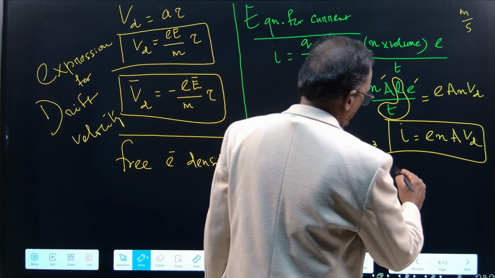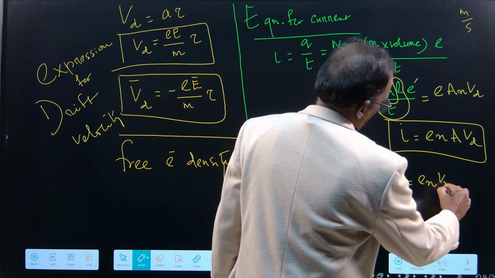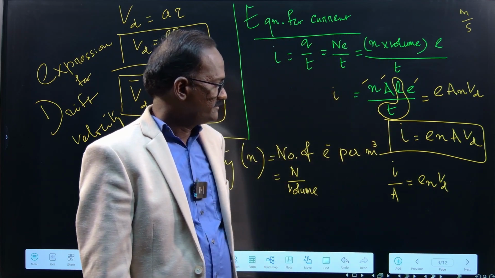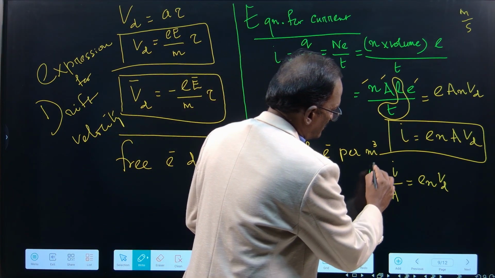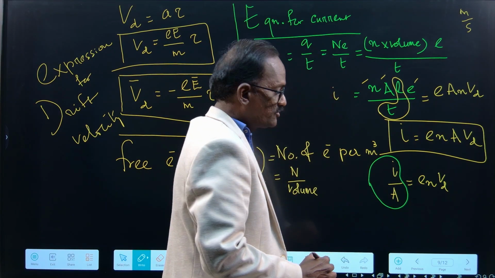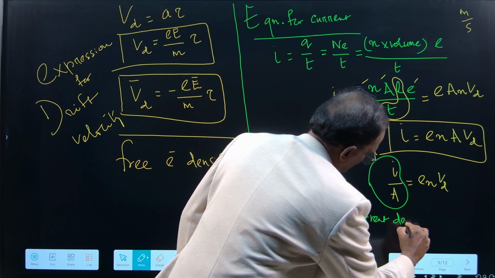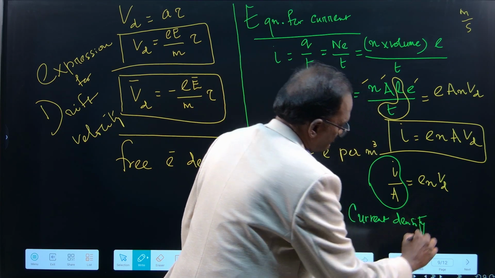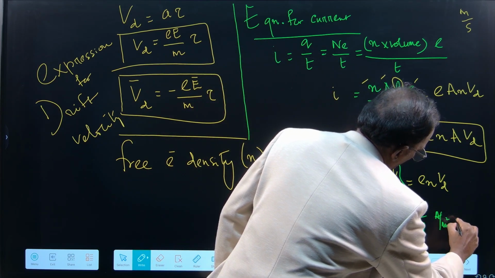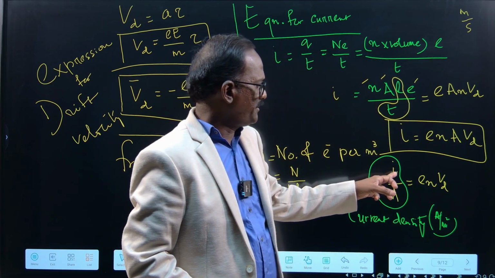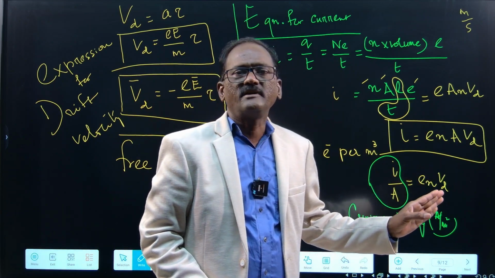Let me bring the A to the left hand side. I by A is equal to n e Vd. This left hand side term is known as current density. The unit is ampere per meter square. Current density is equal to n e multiplied by Vd.